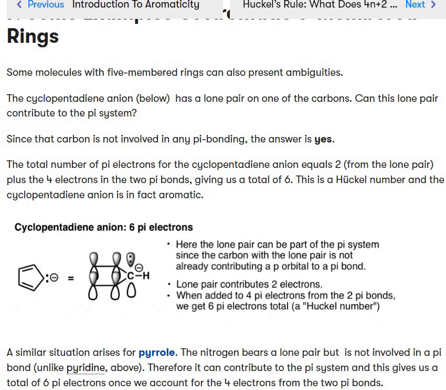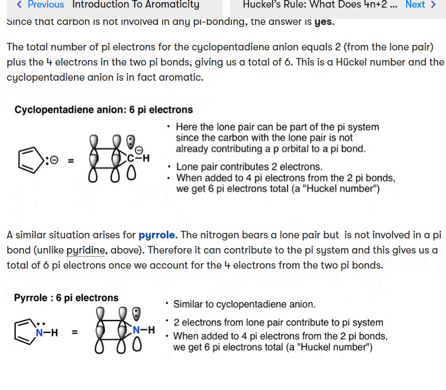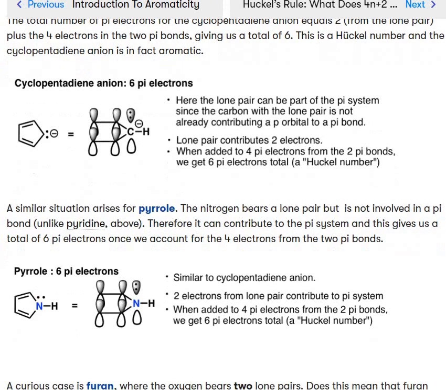The total number of pi electrons in the cyclopentadiene anion equals 2 for the lone pair plus the 4 electrons in the 2 pi bonds, giving us a total of 6, and this is Hückel's number, and the cyclopentadiene anion is in fact aromatic. So the lone pair can be part of the pi system since the carbon with the lone pair is not already contributing a p orbital to a pi system. So the lone pair contributes 2 electrons. When added to 4 pi electrons from the 2 pi bonds, we get 6 pi electrons total, Hückel's number.